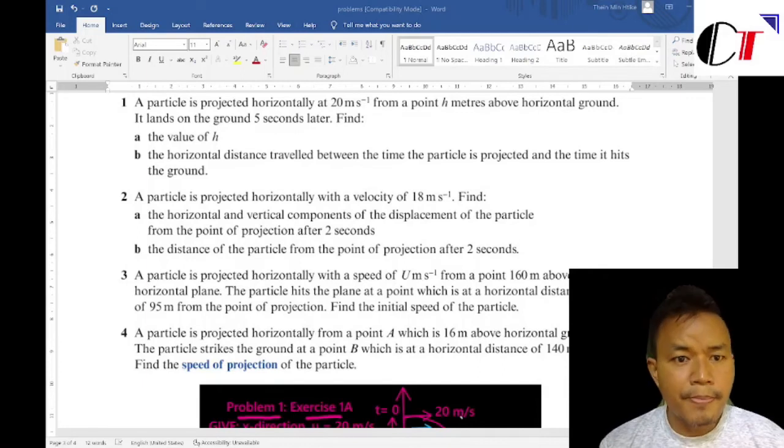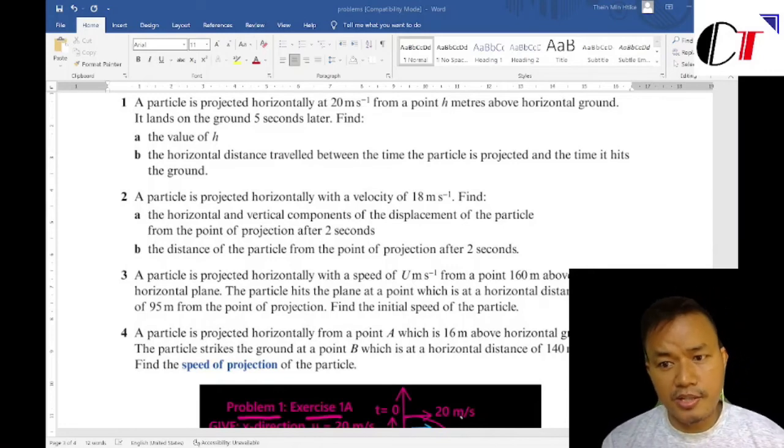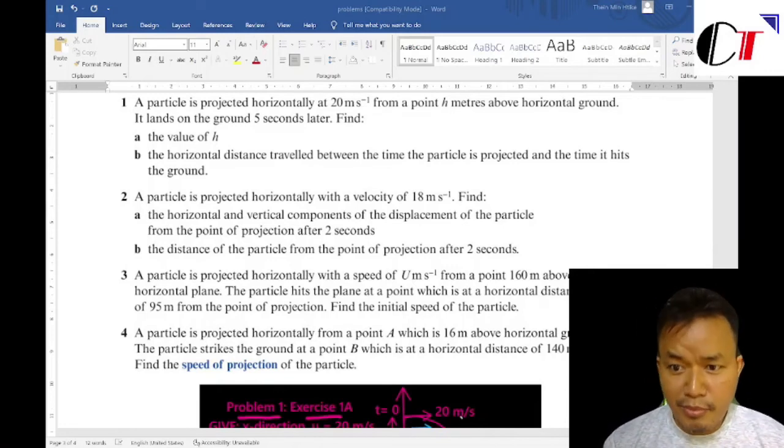And in part B, you are asked to find the distance of the particle from the point of projection after 2 seconds. So this is the straight line distance between the point of projection to the position when time t is equal to 2 seconds. And of course, if you look at the diagram later, I will show you, it's just the straight line distance between the starting point and the position at time t is equal to 2 seconds. So this is the way we think about the problem, and now let's try to look at the solution.